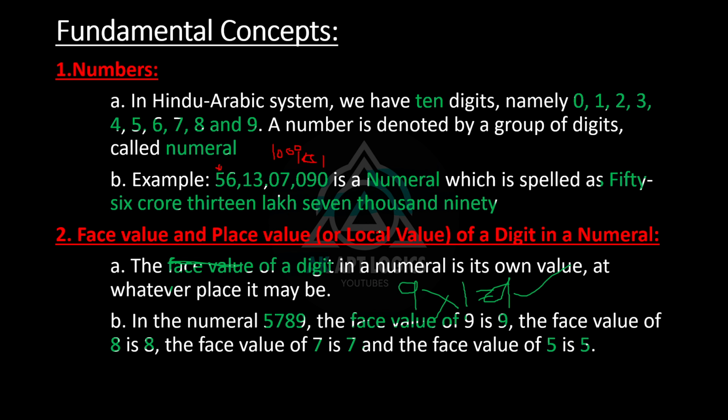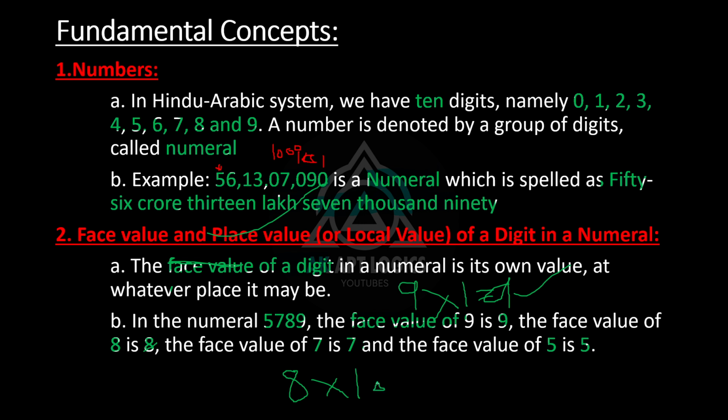This is place value. For example, if we are going to ask the face value of 8, the face value of 8 is 8 itself only. If they are going to ask the place value of 8, then in what place is the 8 present? The 8 is present in tens place, right? So we have to multiply 8 with 10. 8 into 10, because 8 is present in tens place, right?